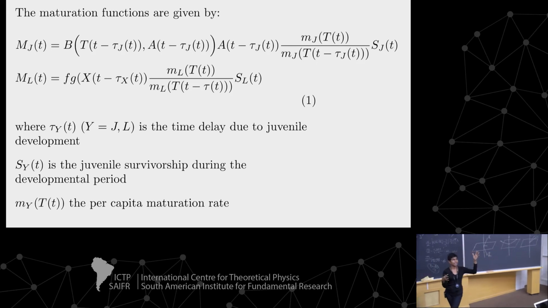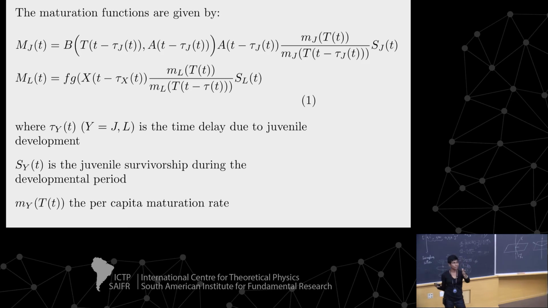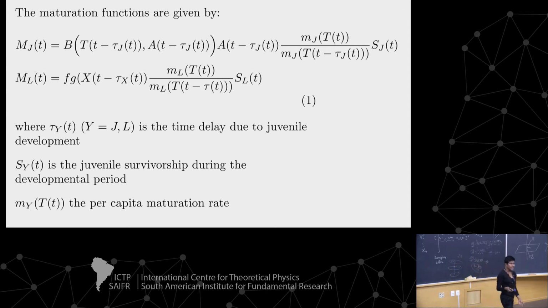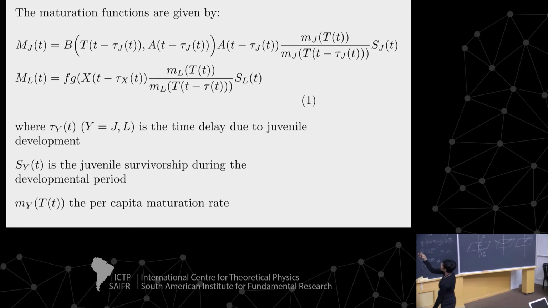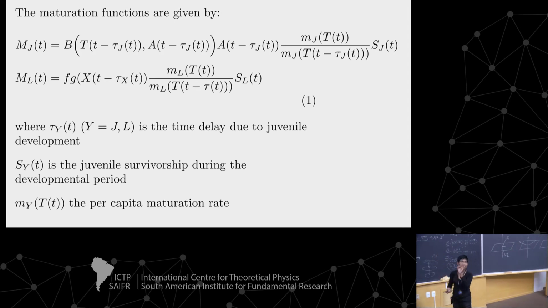So what happens? Eggs start to develop into the adult stage, go through some juvenile stages. During all that time, some of them die, right? Fact of life. And then the little m here is the per individual maturation rate, okay? And that, then let me explain.